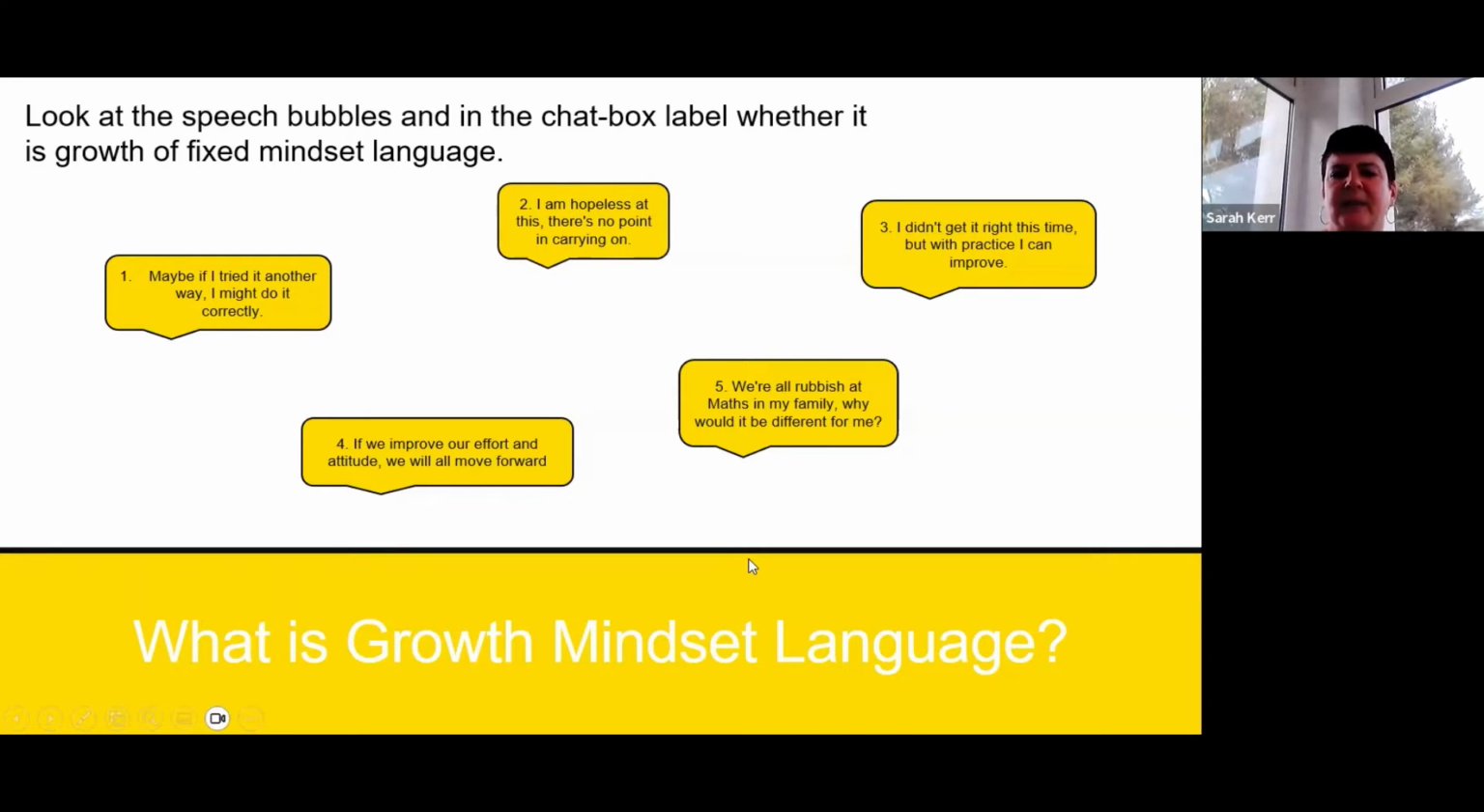And then the last one. Number 5, we're all rubbish at maths in my family. Why would it be different for me? And that does resonate with me, actually, because we all, my family and I, we do struggle at maths. But it's my job as a parent, just as much as a teacher, to encourage my own children to have a growth mindset, to find a way around things. So I think we can expand this growth mindset, not just into our teaching and our professional lives, but into our personal lives just as much.